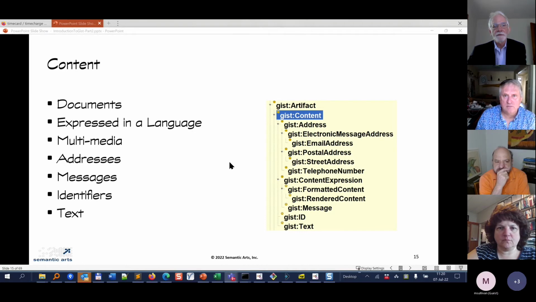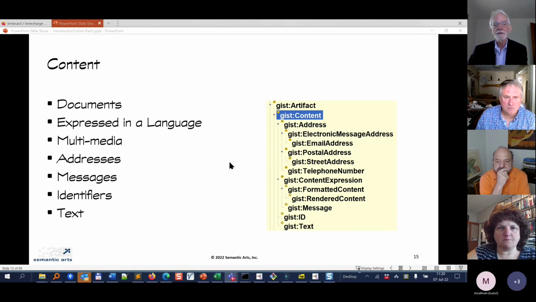Documents. They're expressed in a language. You can have different media, paper, but these days it could be PDF, or a JPEG, or any number of things. Addresses. We'll get into addresses in a little more detail, but people think of an address as a place, but it's really content. It's something that points to a place. It's kind of like a route algorithm of a sort.